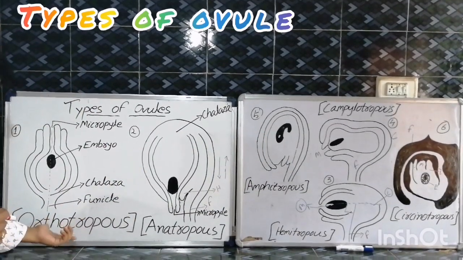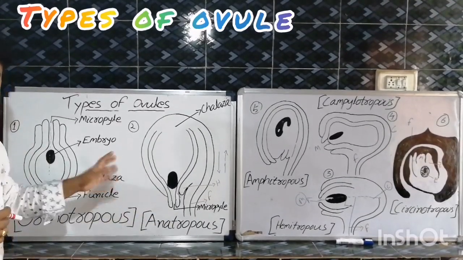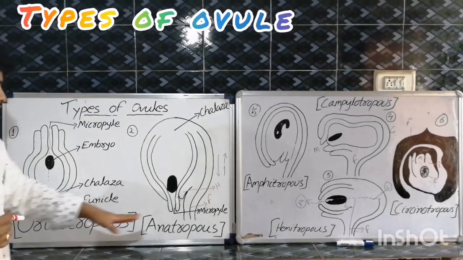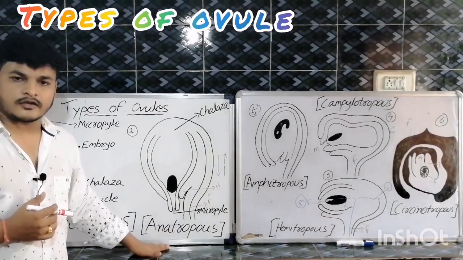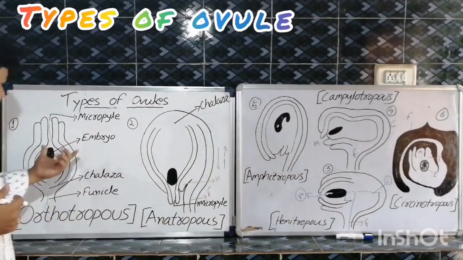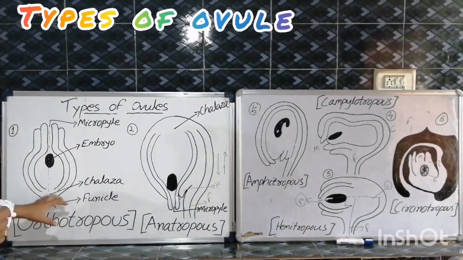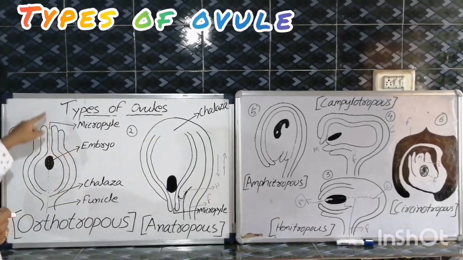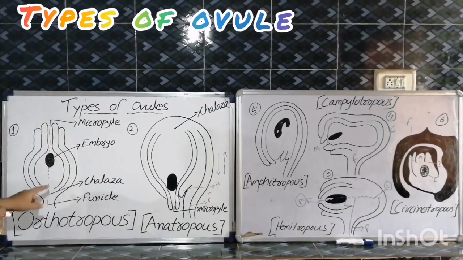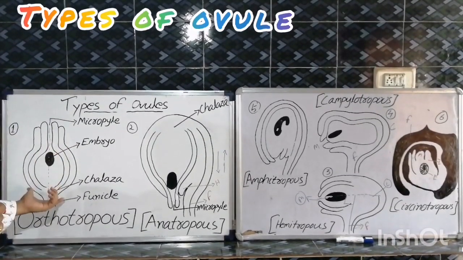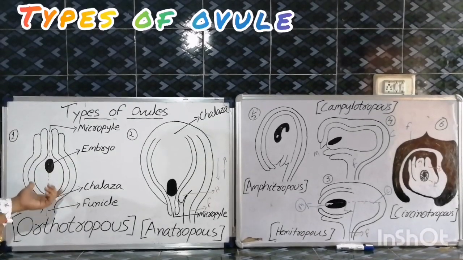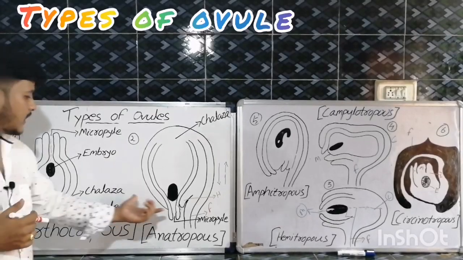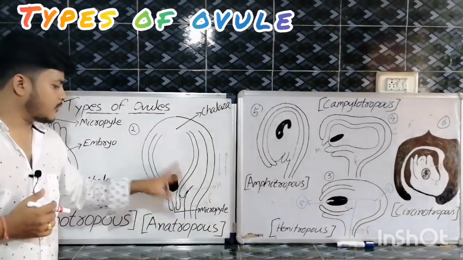The orthotropous ovule and anatropous ovule are quite opposite to each other. That means orthotropous ovules are mainly found in gymnosperms, but anatropous ovules are mainly found in angiosperms. In this structure, the funicle, chalazal and micropylar end are arranged in a single line. This is the most common structure, and these types of ovules are mainly found in gymnosperms. I again repeat, in angiosperms it is just opposite to the orthotropous ovule.